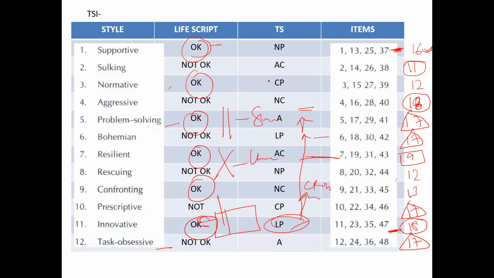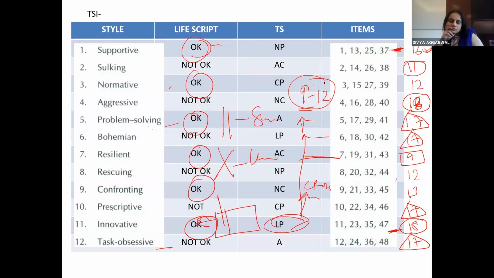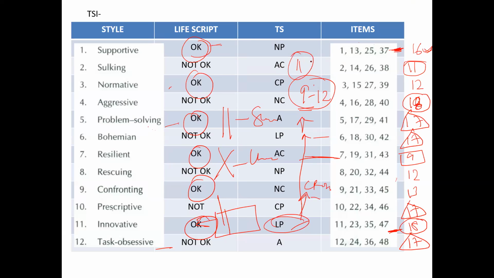Any OK style which is less than 9 is a matter of concern. Between 9 to 12 is a matter where you can attend to it and improve it. Any not OK profile greater than 11 is a matter of concern. Not OK greater than 11. That means you're overdoing it.